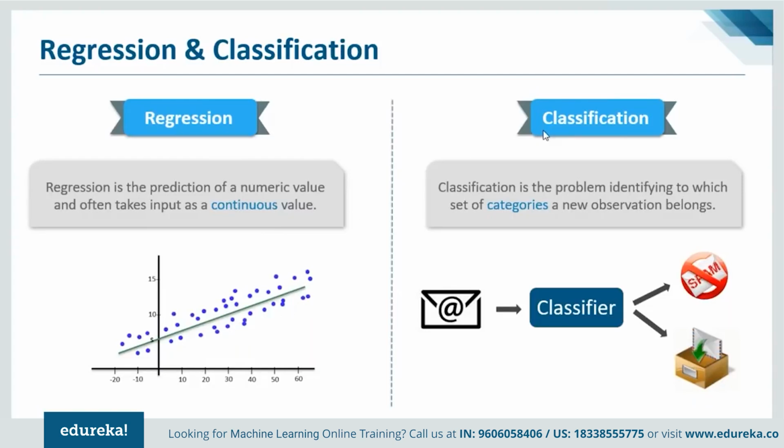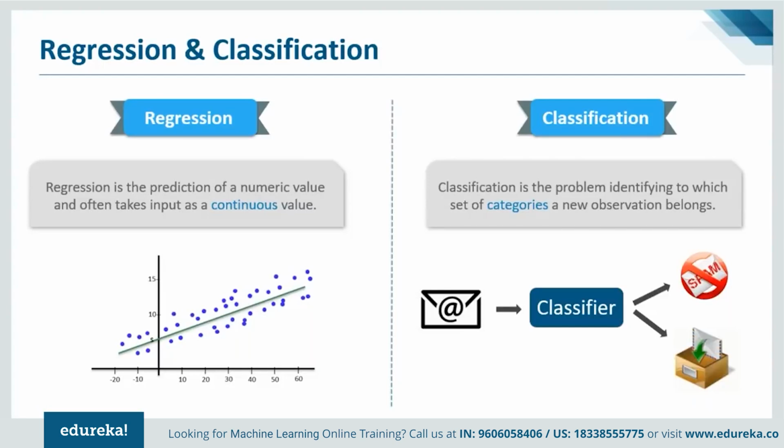Then we have classification. So classification is the problem of identifying to which set of categories a new observation belongs. So let us understand this with an example where you have a given set of mails and you have to classify these mails into two categories based on whether the mail is spam or not. So this is a problem of classification. So here basically the goal of classification is to define boundaries that best separate the different categories of data. Now once these decision boundaries have been framed, it will allow you to differentiate between the classes of data and classify any new value.